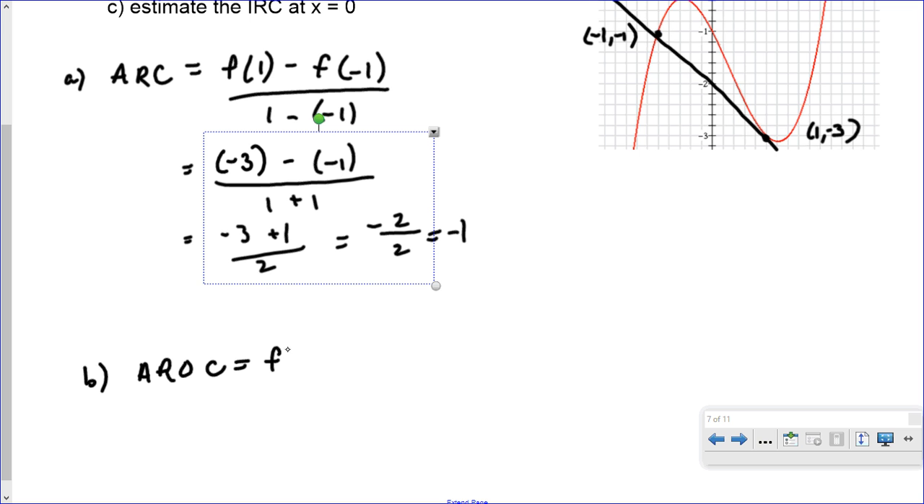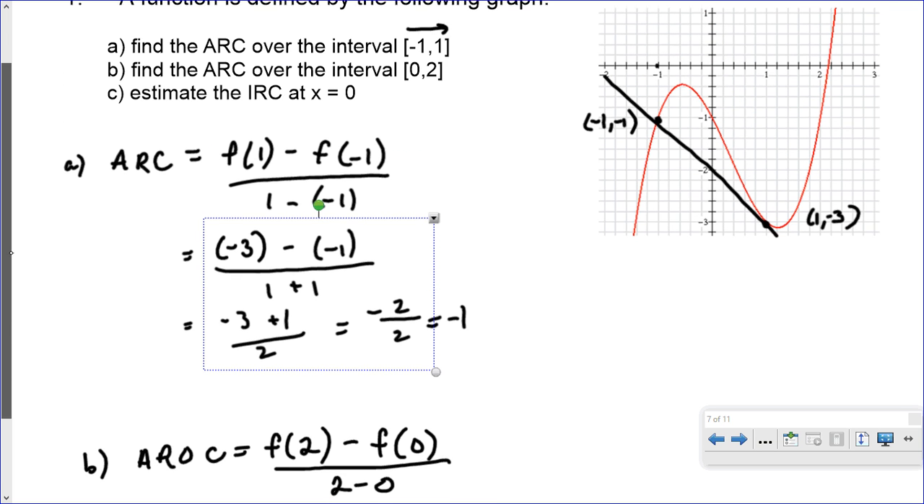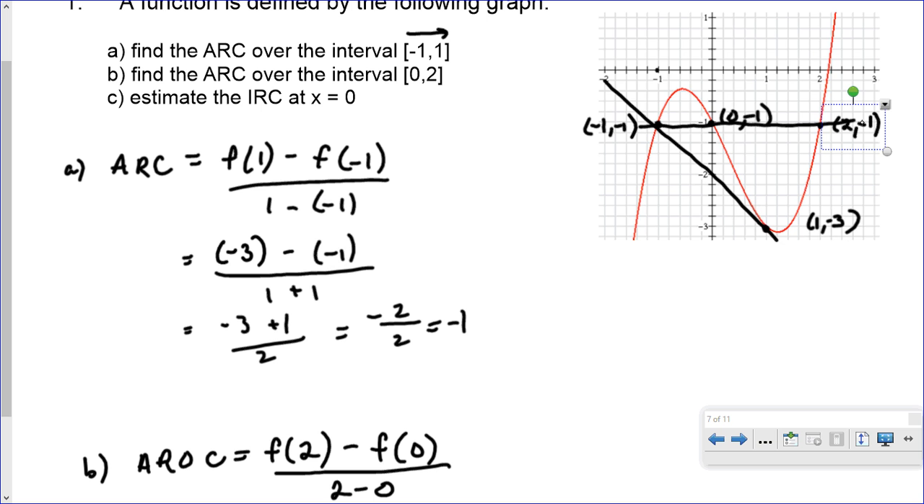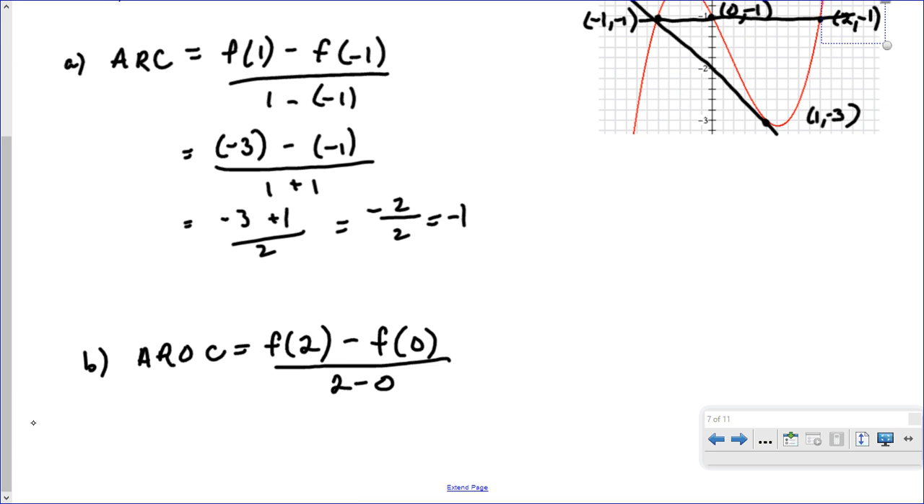It was from 0 to 2, so I need the value of the function at 2, the value of the function at 0, and it's over 2 minus 0. Okay, so I can go and get the value at 2, approximately here, and then the value at 0, approximately here. That looks like it's 2 and negative 1, and it also looks like it's 0 and negative 1. Well, okay, that's going to be a horizontal flat straight line.